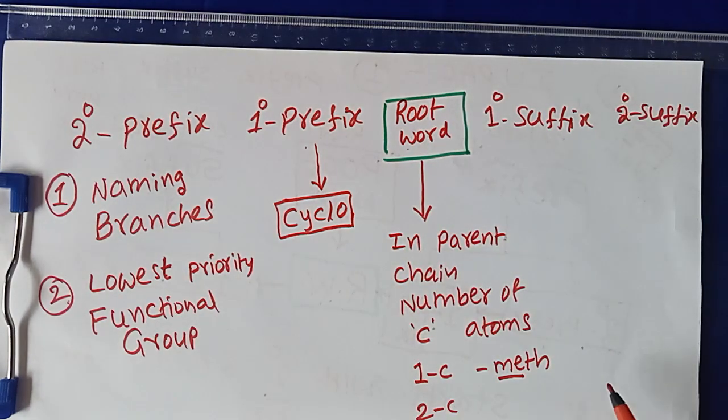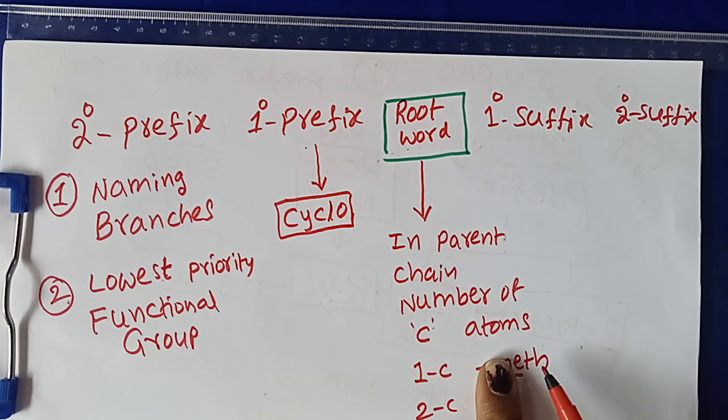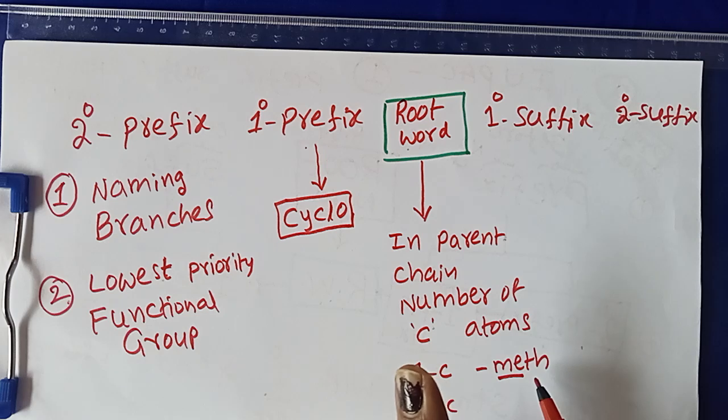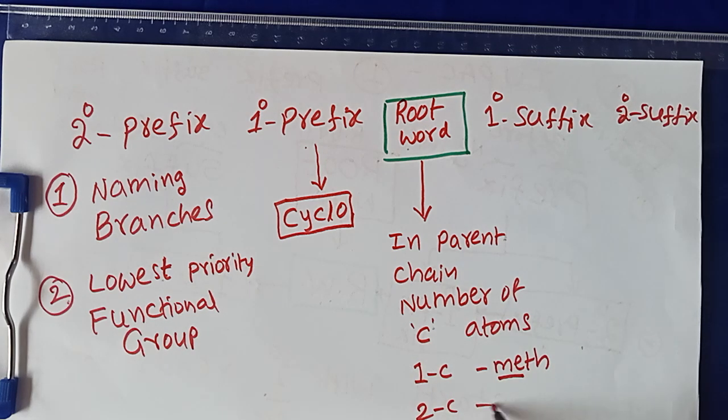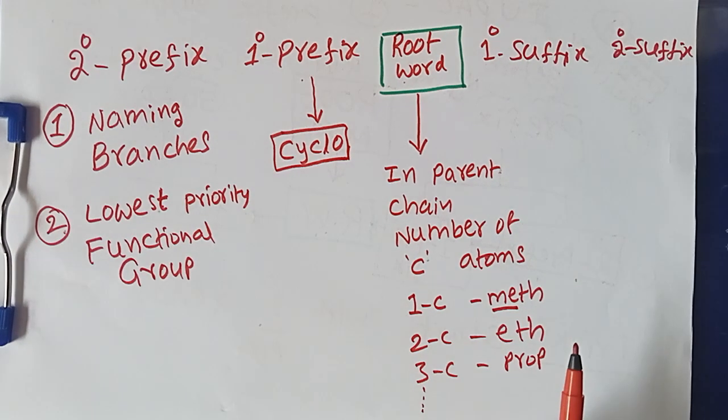Then two carbons, just remove the M. What is remaining? ETH only. Just remove the M from meth, ETH only. So two carbons, eth. Three carbons, prop. Etcetera, up to 10 carbons you learn. Up to 10 carbons.